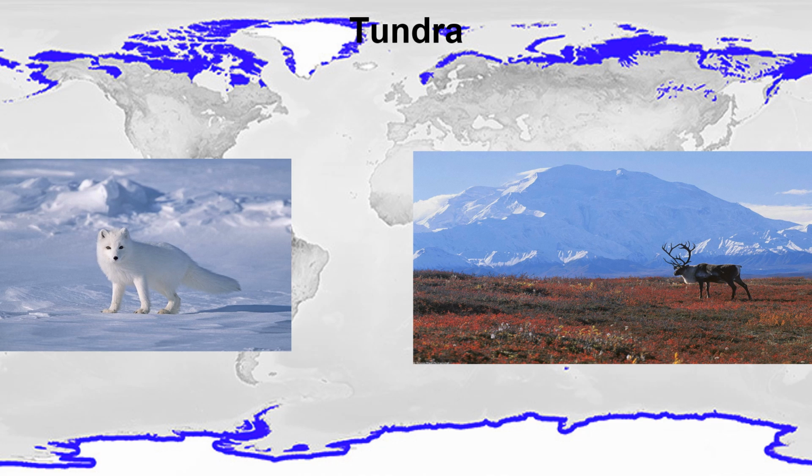Because the tundra is so close to the North Pole, summer days are 24 hours long. Summer temperatures rarely get above 50 degrees, just enough to thaw the surface of the ground. You might find lemmings, caribou, and Arctic hares in the tundra.